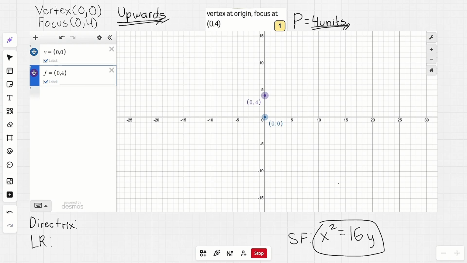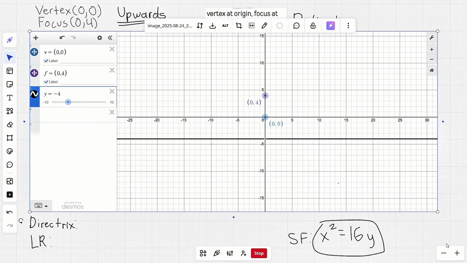So how do we do it? We count 1 downwards, 2, 3, and 4. Our directrix will be in here. So our directrix lies on the y-axis. So our directrix is y equals -4 because we count from the focus downwards, so we get -4.